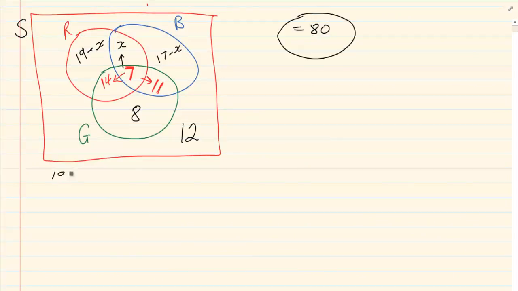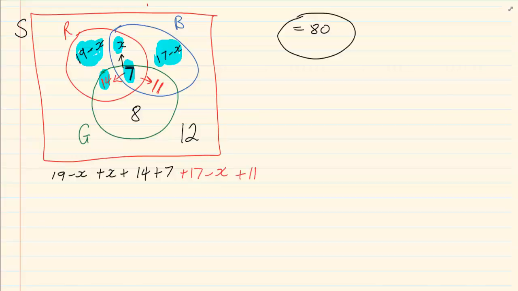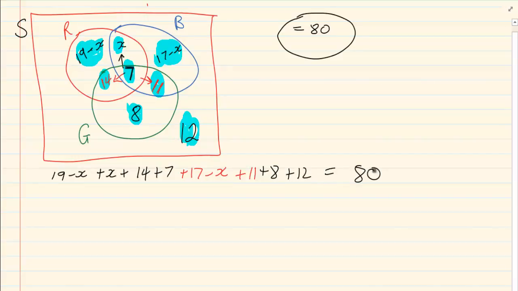So we have the first one is 19 minus x. Then we have plus x plus 14 plus 7. We have plus 17 minus x. I am taking every value that is in this sample space. Even the one that is out of the circles I have to consider, because my total of my sample space includes all of it. Now let us total. We have minus x plus 88 is equal to 80. If I want to solve for x, I get x is equal to 8.